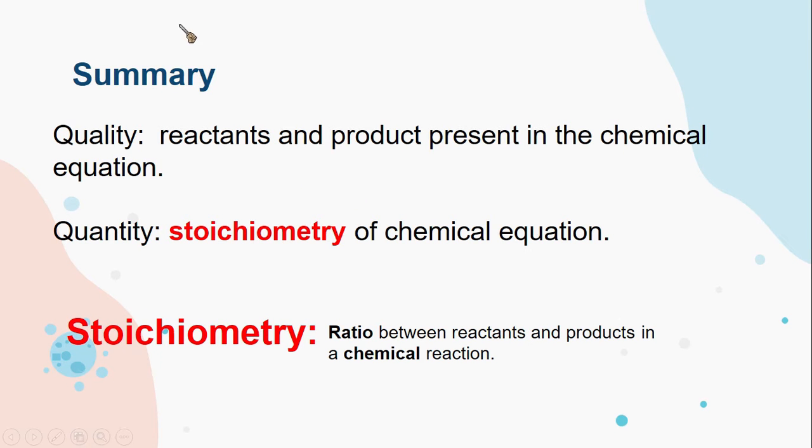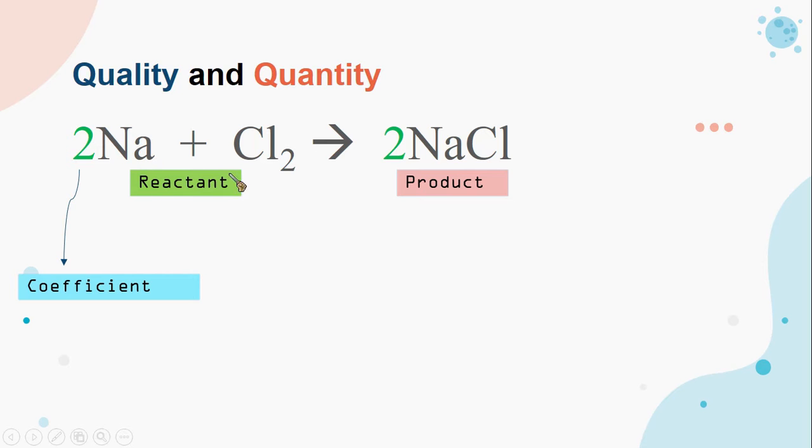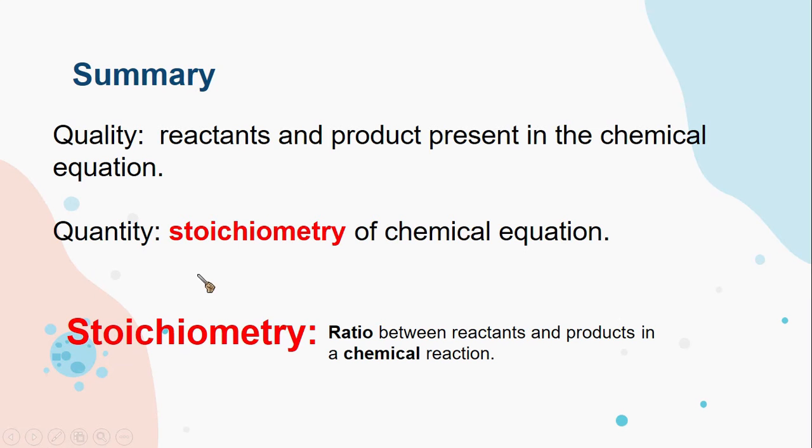Okay, the summary of the above statement. Quality: the reactants and products present in the chemical equation. Like just now, we know what elements or substances are present in the reactant and product. And now quantity: the stoichiometry of a chemical equation. I highlighted the term stoichiometry. See, stoichiometry is the ratio between reactants and products in a chemical equation.